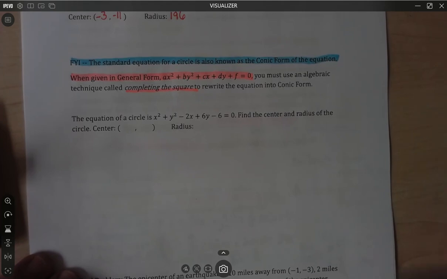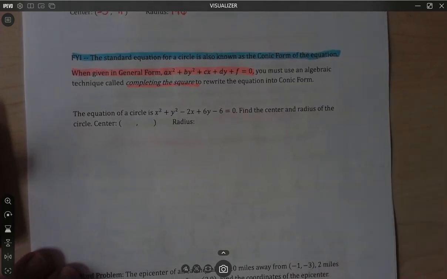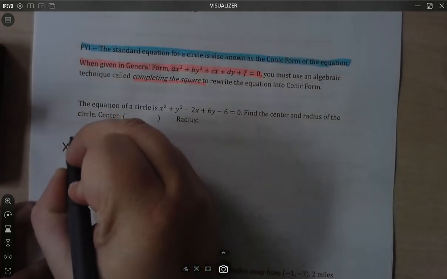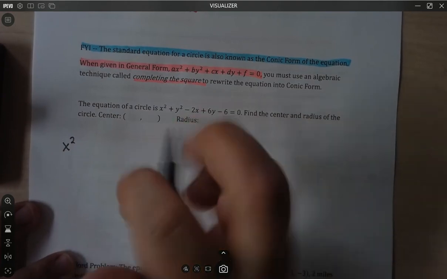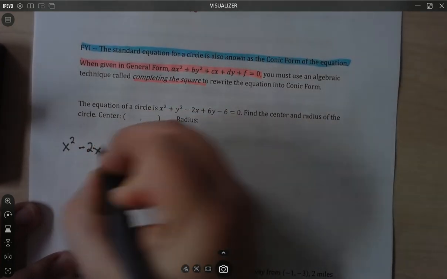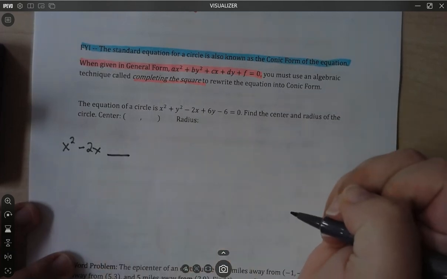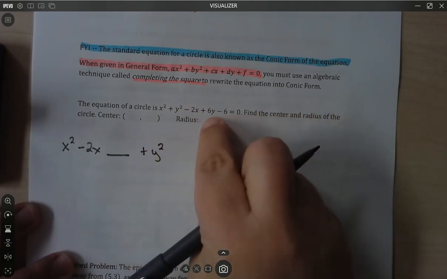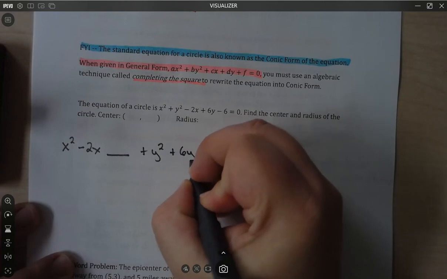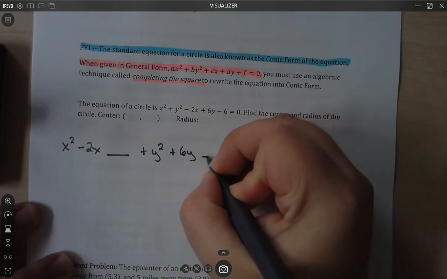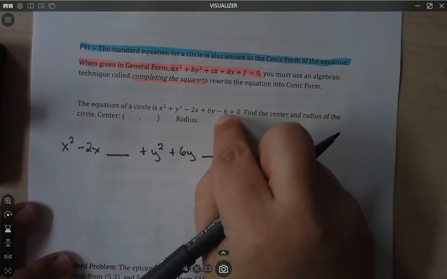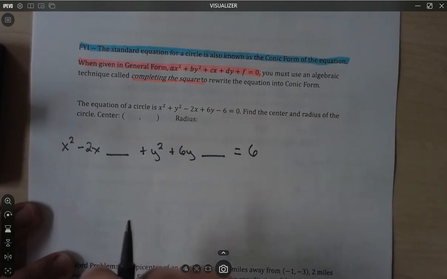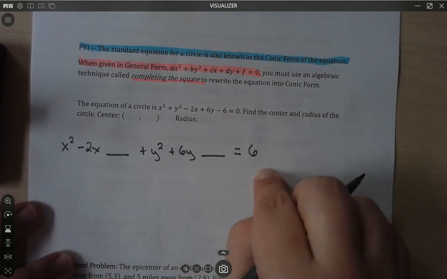Okay. So I'm going to change the way I write this. Let's see if I can tilt this here. So I'm going to take my x squared, but then I'm going to take my negative 2x, and then I'm going to put a blank. And then I'm going to take my plus y squared and my plus 6y, and then a blank. Then this minus 6, I'm going to add to the other side. So instead of minus 6 on the left, I have positive 6 on the right.